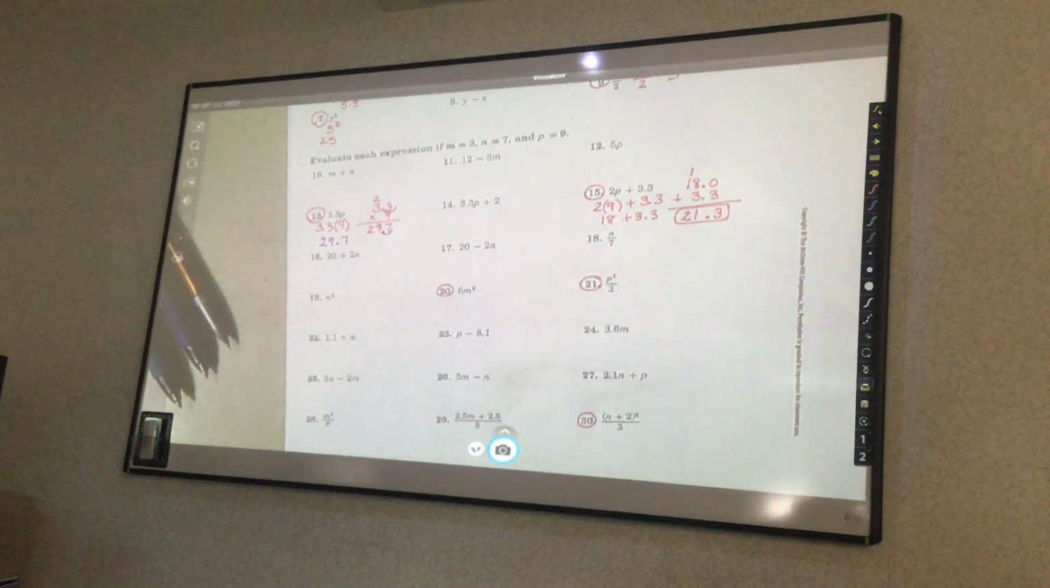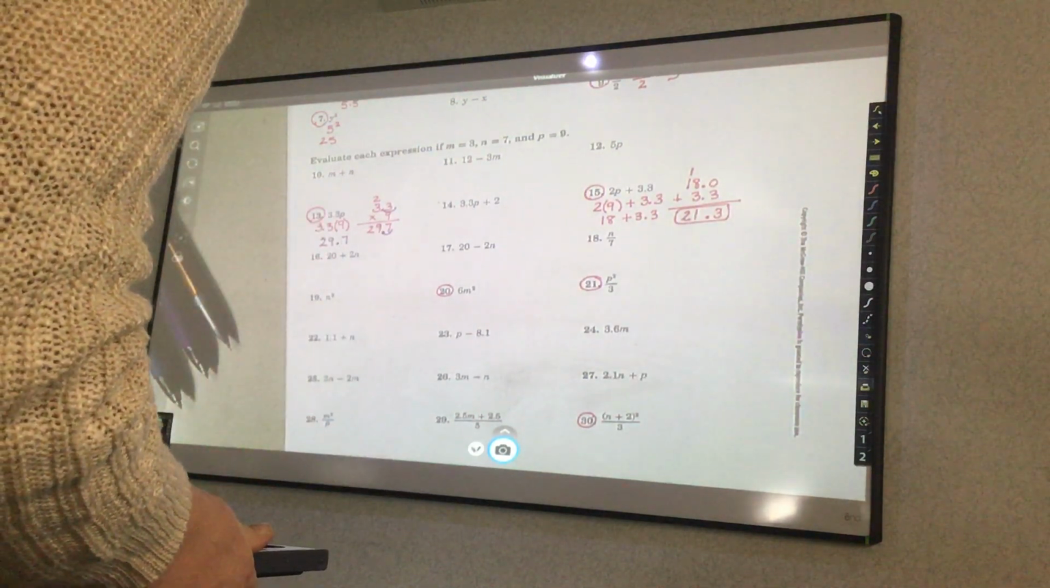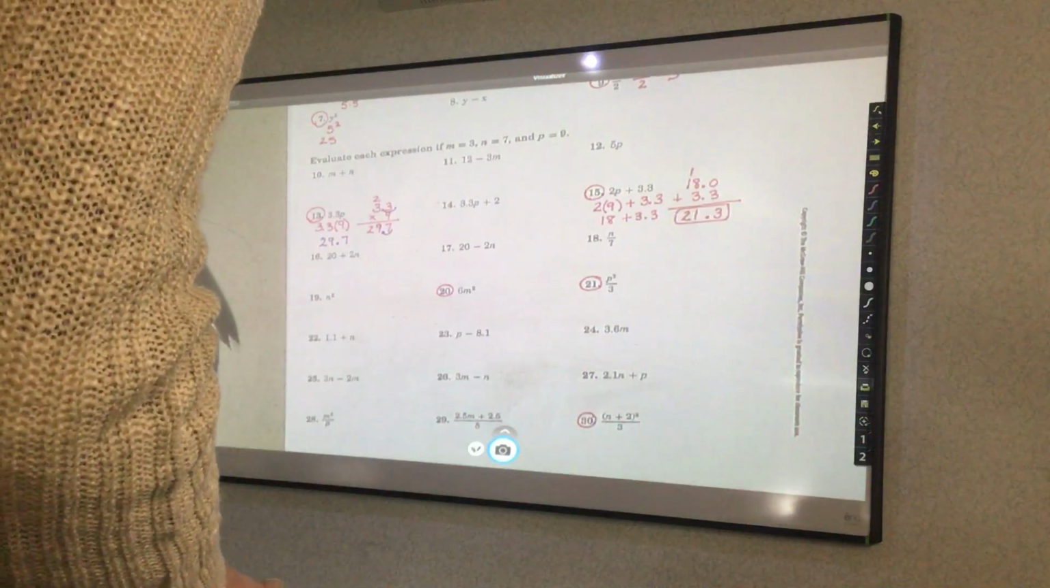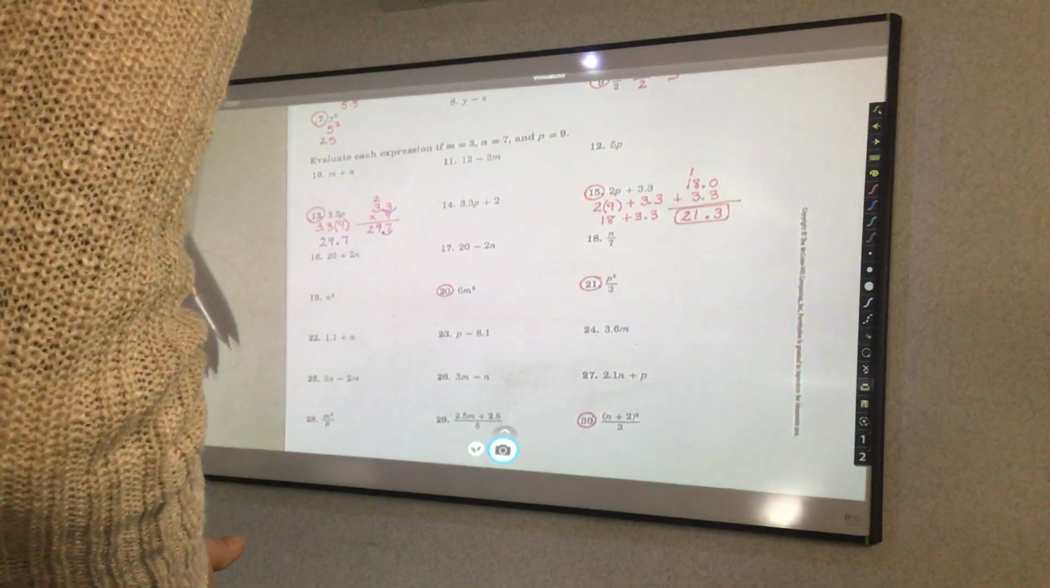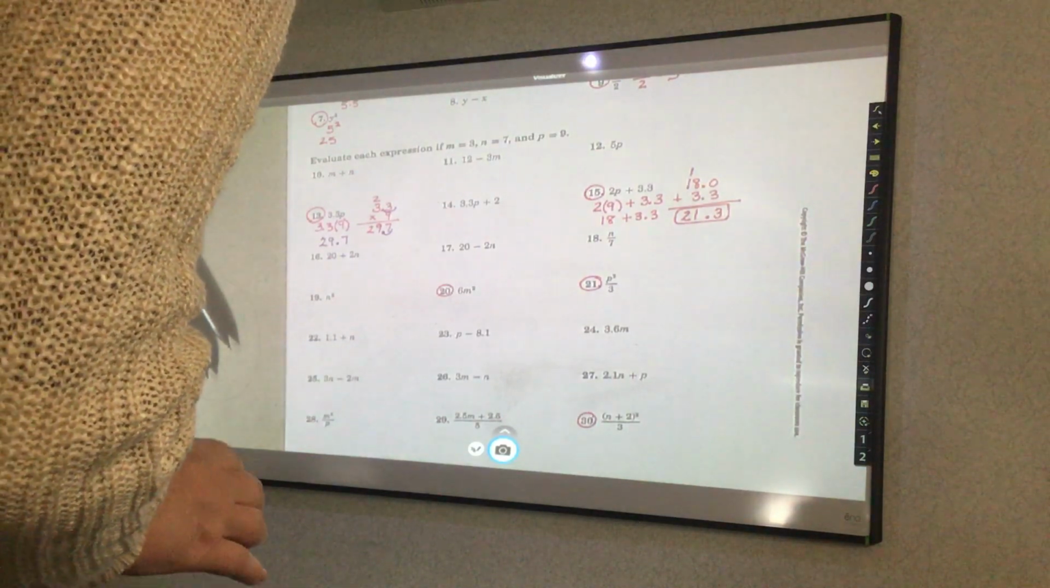Everybody should be trying these problems on their own, showing every step. Hey, 9 times 9, 31. Don't try to do stuff in your head. Is that B? 9 times 9. Yeah, 9 times 9 equals 31. No, not 31. 81.